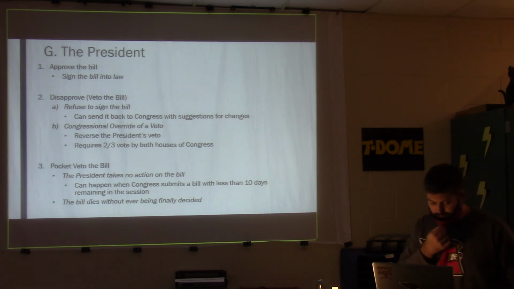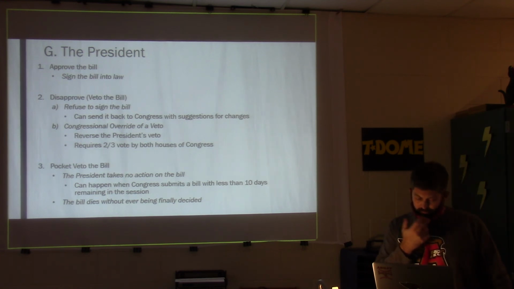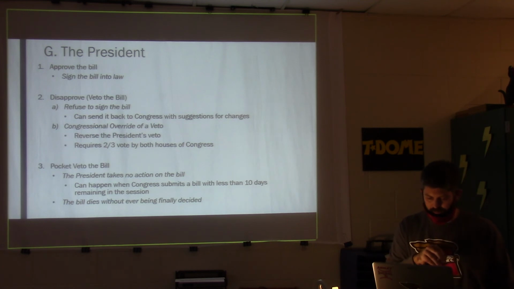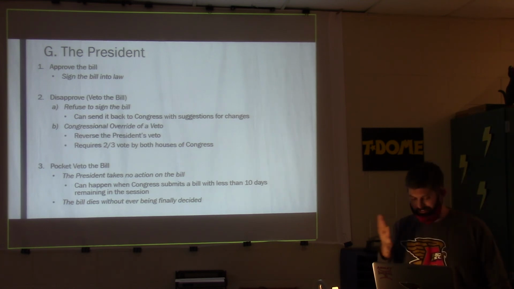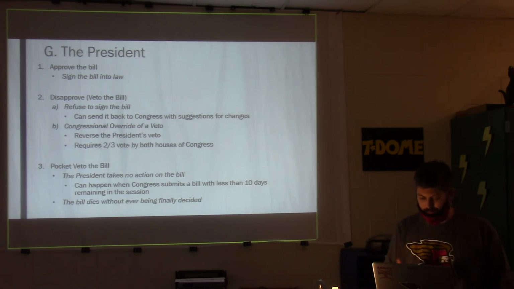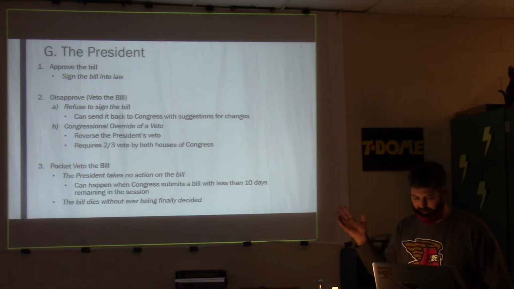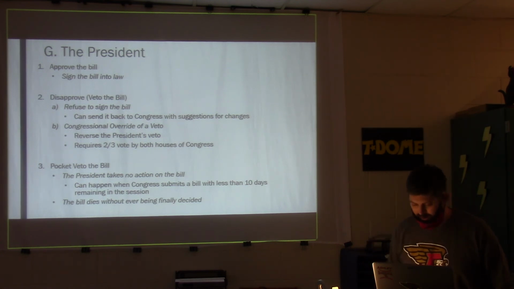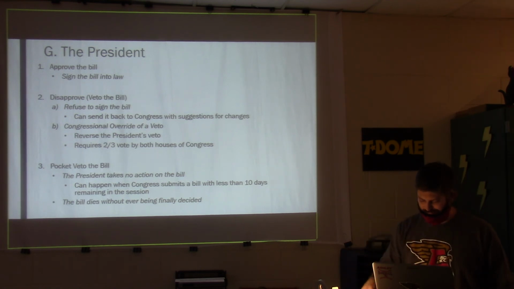Okay. And then what can the president do? He can do this thing called a pocket veto. So the president takes no action at all. This can happen when Congress submits the bill with less than 10 days remaining in the session. The bill dies without even being finally decided on. Congress can work their tail off. And guess what? The president just puts it in his pocket, waits till Congress's session to close, and it just dies right there.